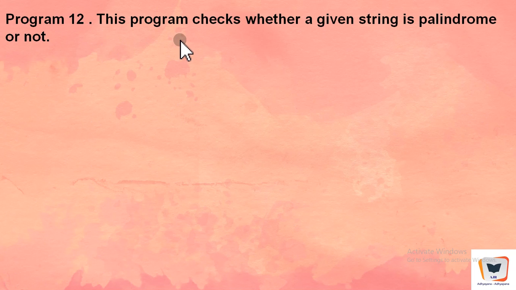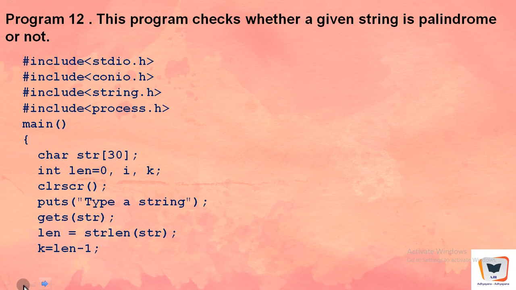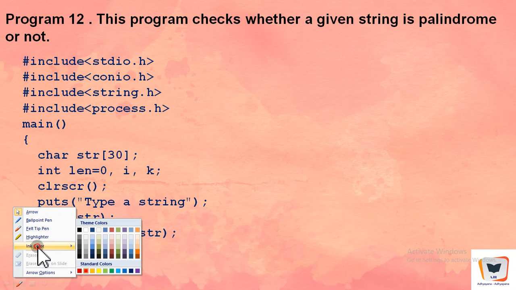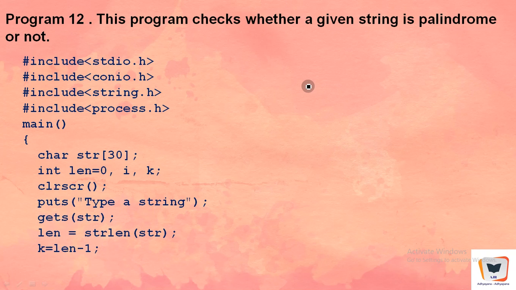Now, this program checks whether a given string is a palindrome or not. Before we write the program, in order to check whether a given string is a palindrome or not, it goes something like this. Let us say there are characters. Let us say word is a string, WORD.